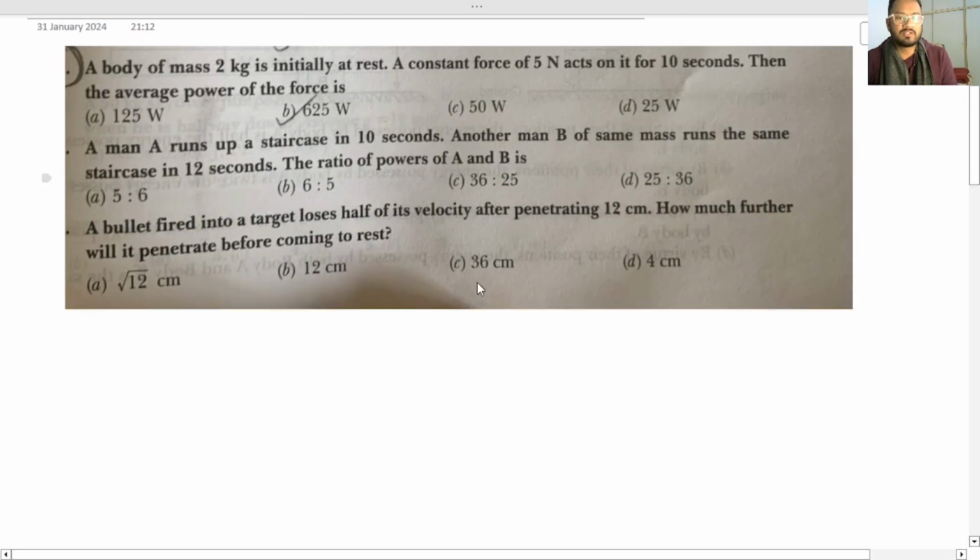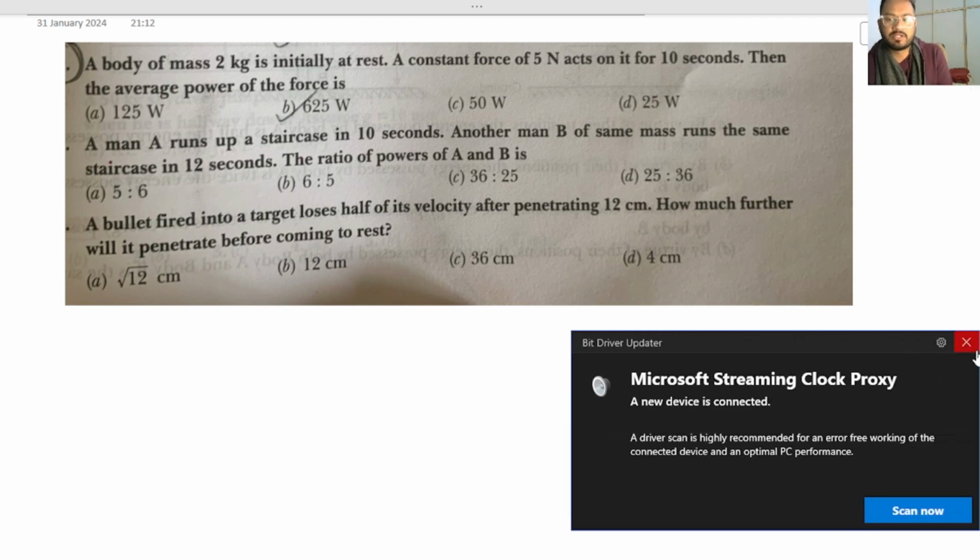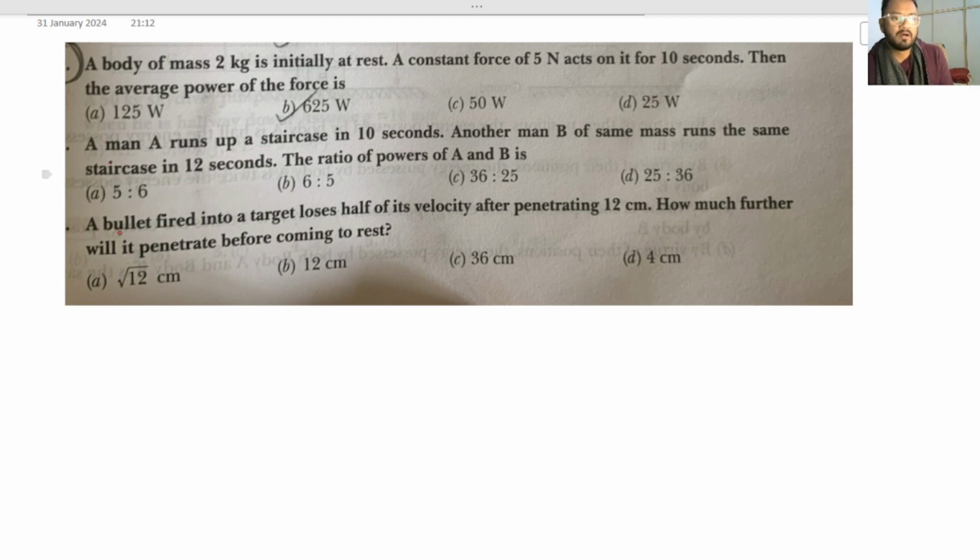Okay, so in this there is one of the questions from physics. The question says that a body of mass 2 kg is initially at rest and a constant force of 5 Newton acts on it for 10 seconds. Then the average power of the force is? So to do this question, I'm marking it as question number 1.